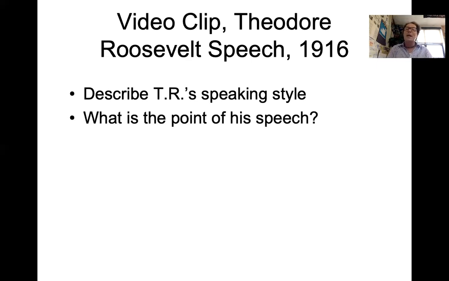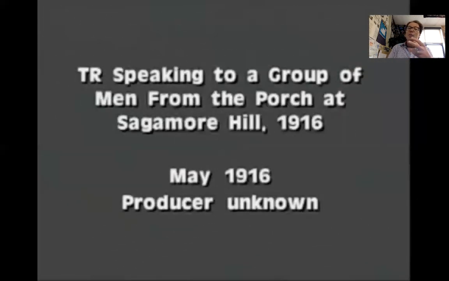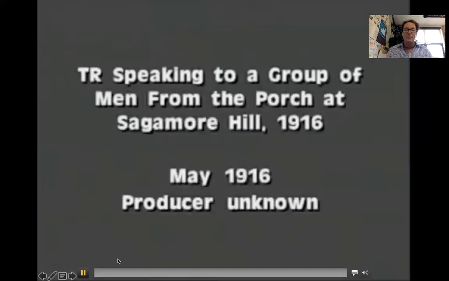And number two, it's not a lengthy speech. What was the point that Theodore Roosevelt was making in this particular speech? Again, this is Theodore Roosevelt speaking to a group of individuals on his porch at Sagamore Hill, 1916. This is May, over 7 years after he had stepped down as our first progressive president. So here we go.